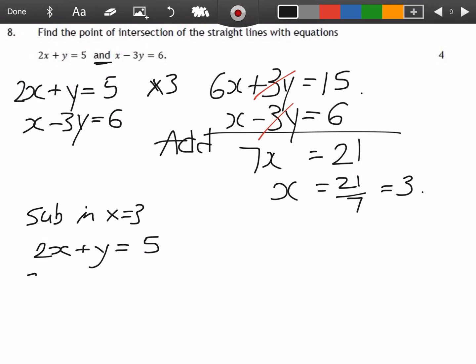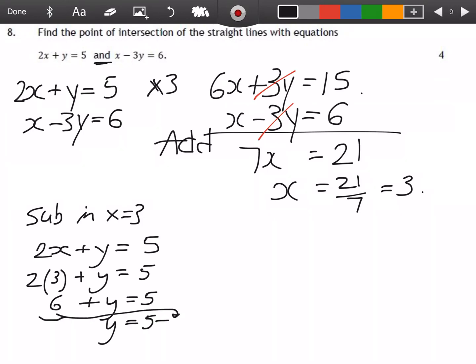So x is 3. 2 3's, add y is equal to 5. 2 3's, so 6 add y equals 5. How do you find y? Well, you do 5, and where does the 6 go? Across here, and what happens? You take away 6. So y is actually negative 1.